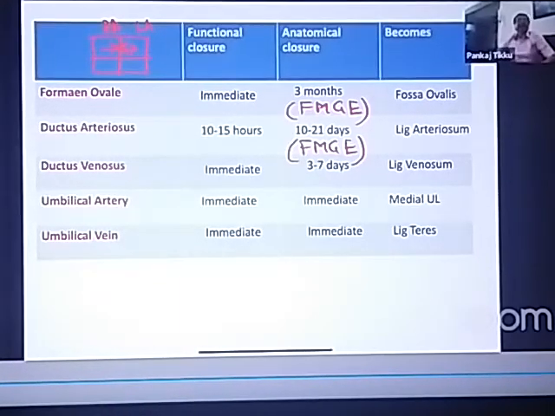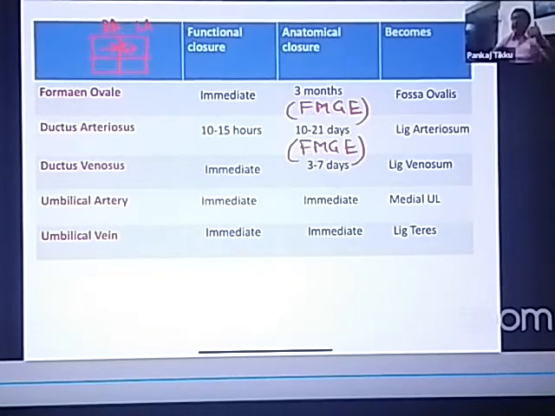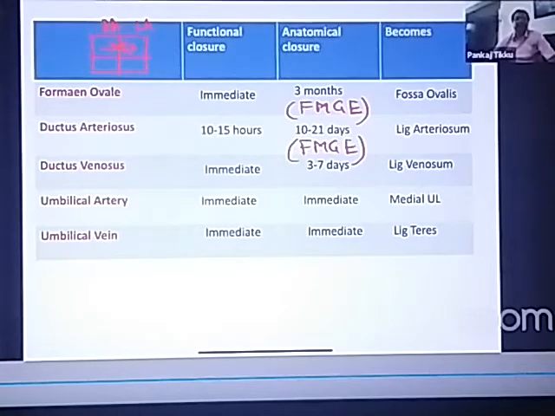So I'll repeat again: functional closure of the foramen ovale is immediate, anatomical closure is at 3 months, and the foramen ovale goes on to become the fossa ovalis. What does it become after birth? The fossa ovalis. The ductus arteriosus functionally closes at 10 to 15 hours, anatomically closes at 10 to 21 days, and goes on to become the ligamentum arteriosum.